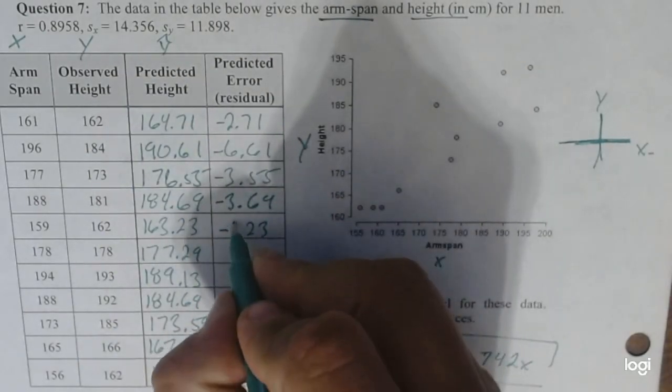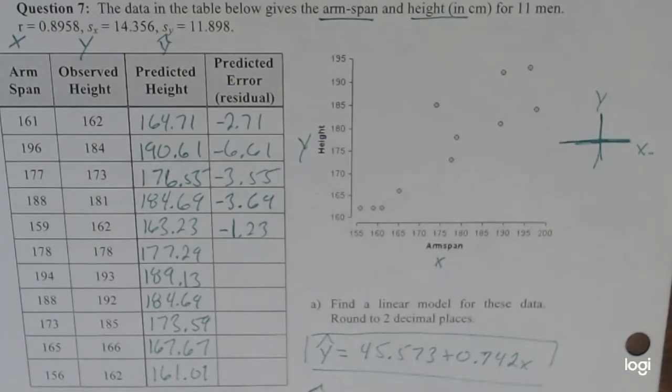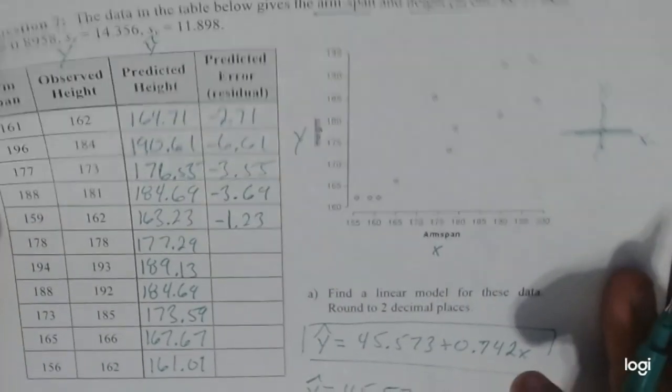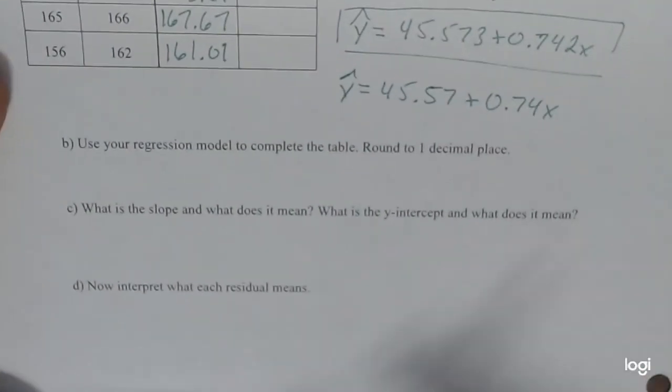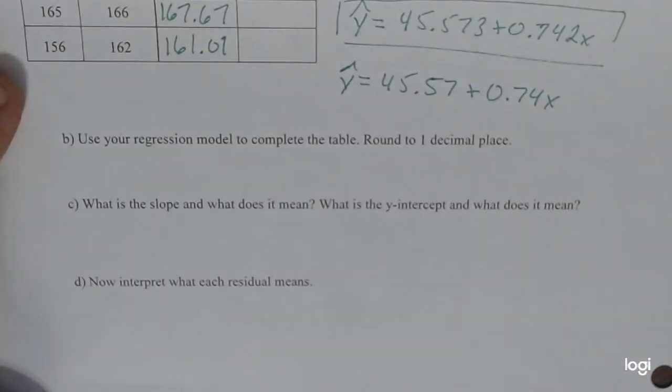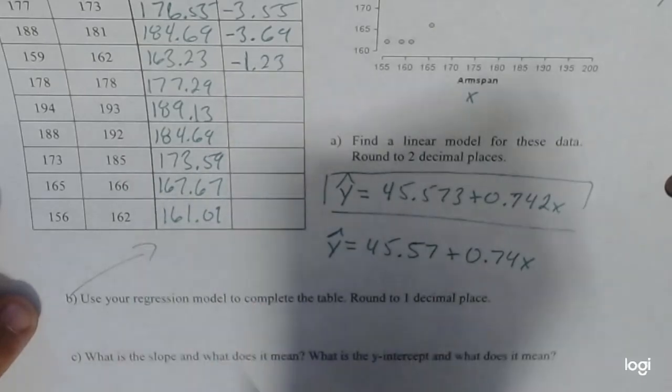Okay, so I'm just going to stop there. I'm pretty sure you guys get the gist of what you have to do for the rest of them, and I'm just going to finish the page off here. Use your regression model to complete the table. So that's what we did, right? We used a regression model. That's what we did here.